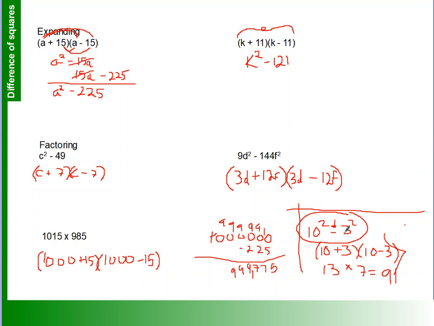All right, so that is a quick run through of how to use the difference of squares principles to do some quick mental math, or at least make math a little bit easier when you don't have a calculator. Well, that help.